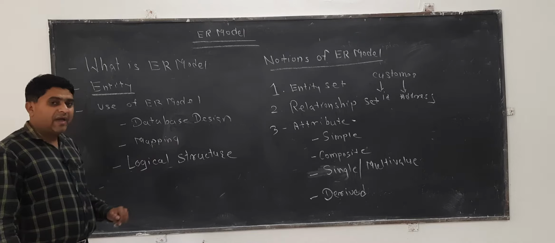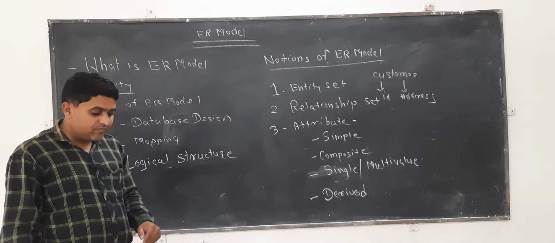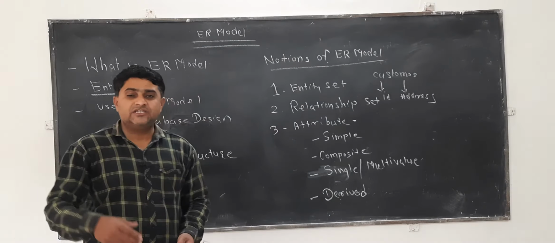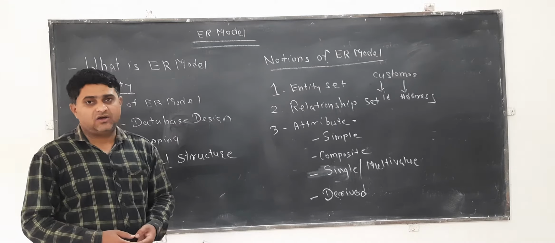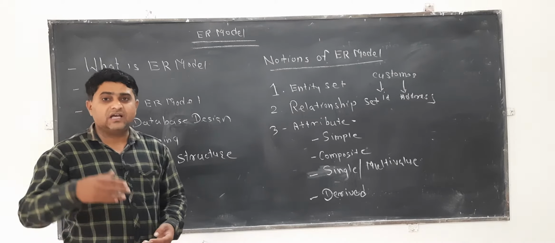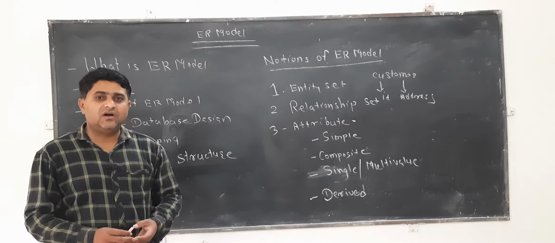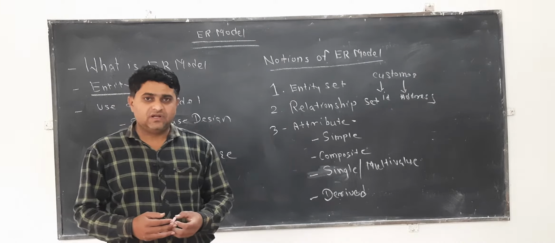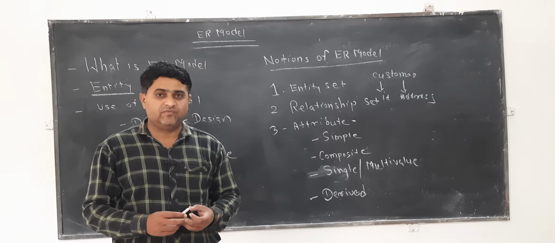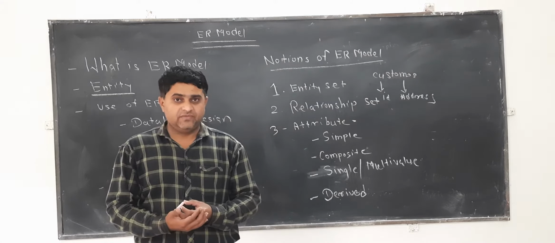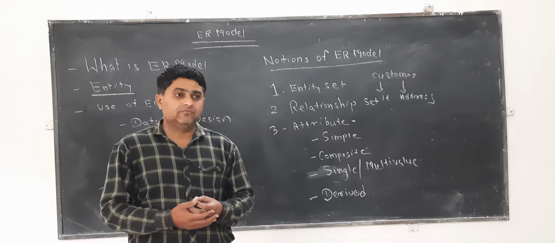Next, mapping. The entity relationship model maps the real world object into a conceptual object, into a concept. That is called mapping. For example, when we draw any diagram, that is the entity relationship diagram, we map your ID into a conceptual way. That is called mapping.